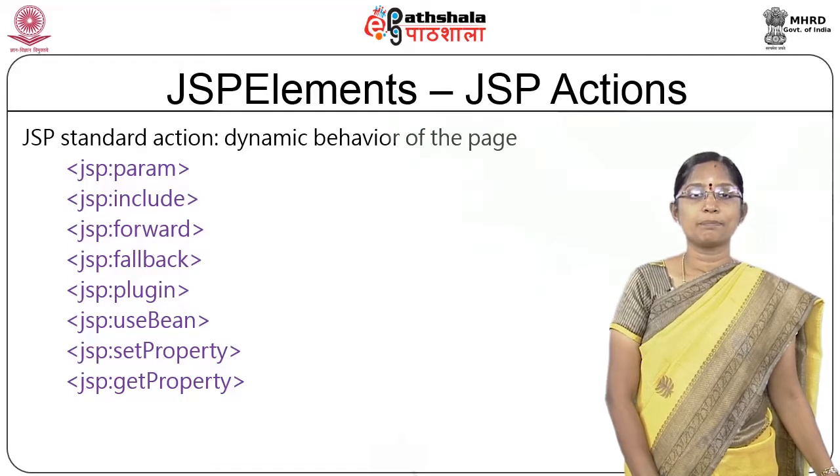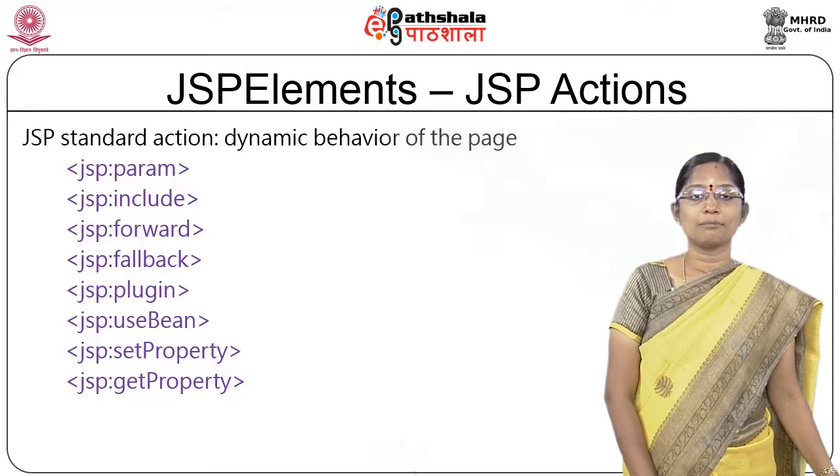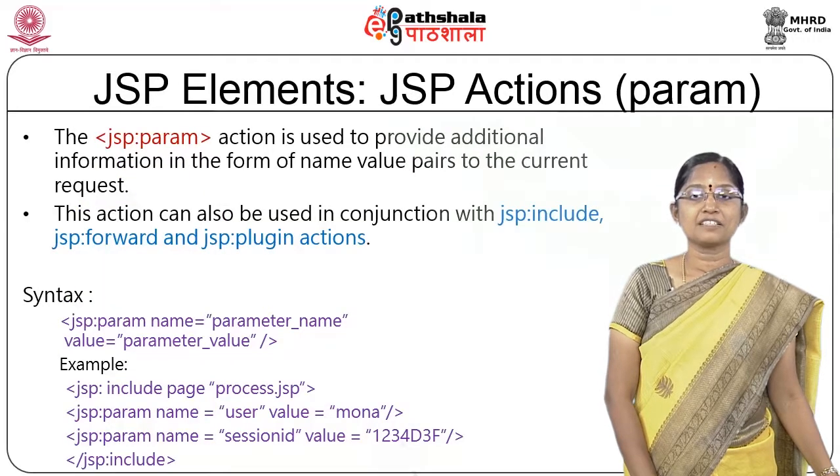The first one is called as param tag, which is nothing but a parameter. Then JSP include tag, forward tag, fallback tag, plugin, use bean. Under use bean we may have two more tags called as set property and get property. First let us look through the very first tag, which we call as JSP param action. This tag is used to provide additional information in the form of name value pairs to the current request. This tag cannot be used alone. Always this tag has to be used in conjunction with the include tag, forward tag and plugin action.